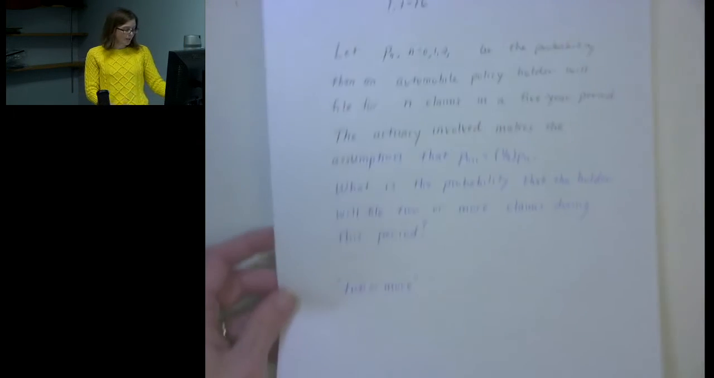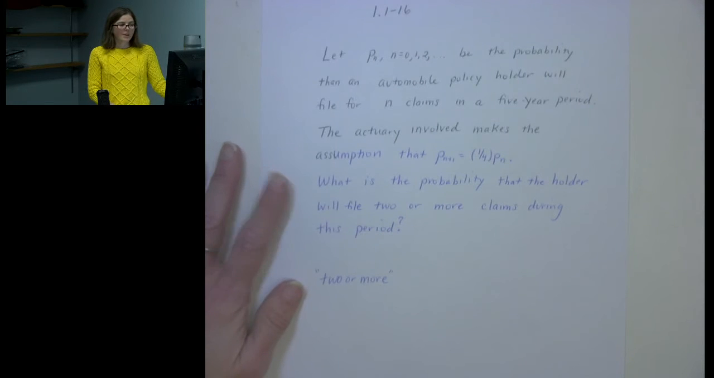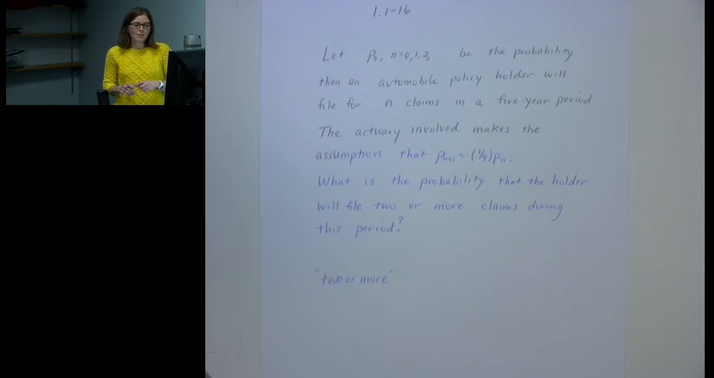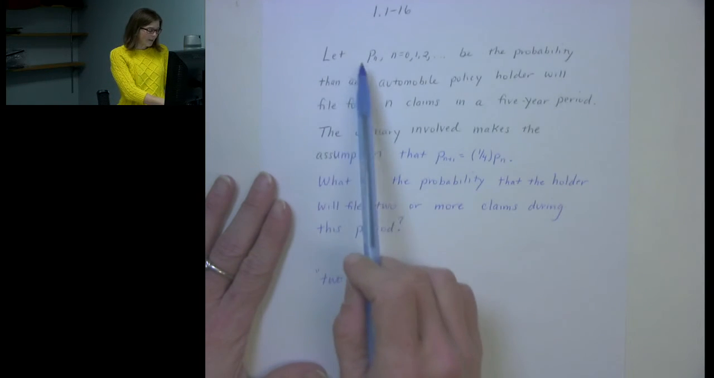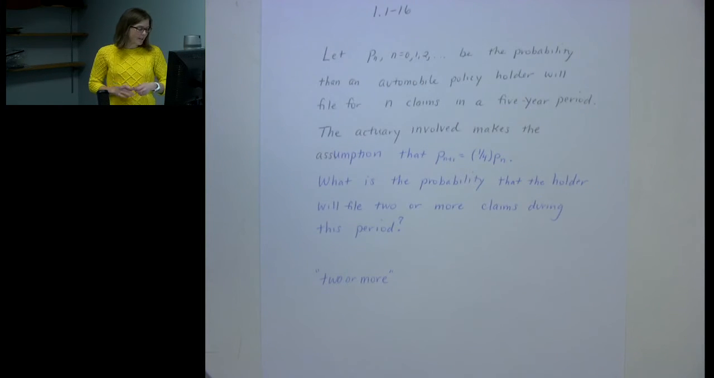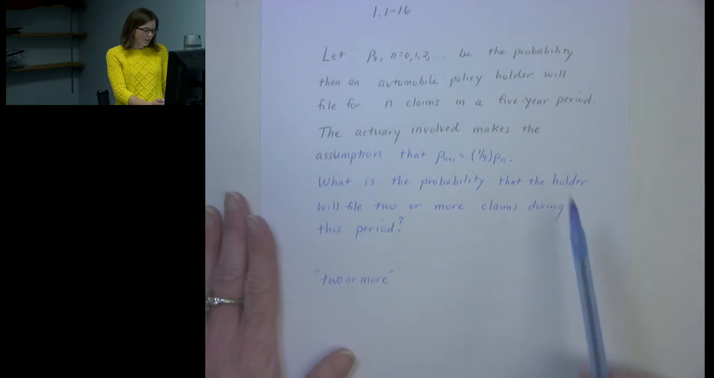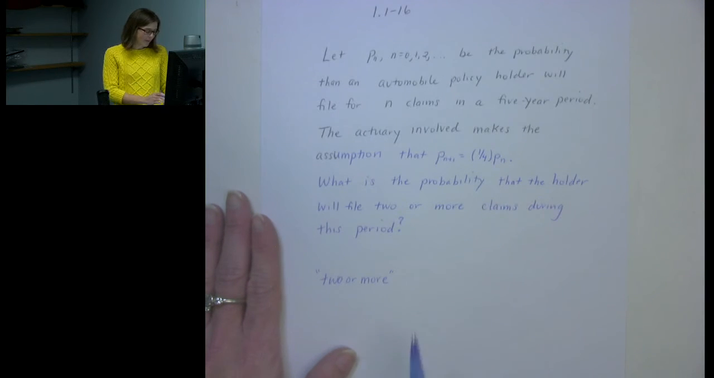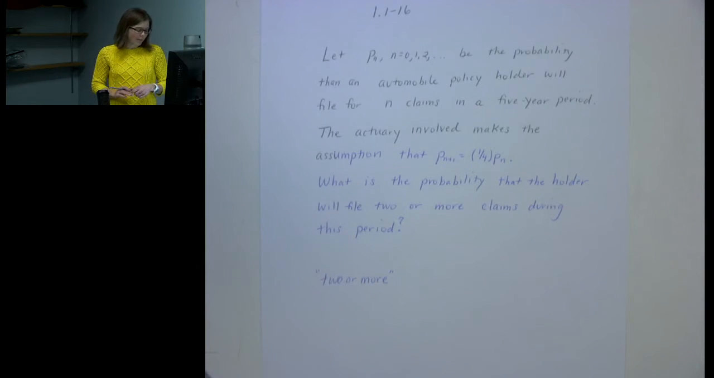And then the last of the homework questions, 1.1-16. This is another one where P sub n, for n is 0, 1, 2, up through infinity, is the probability that an automobile policyholder will file for n claims in a 5-year period. The actuary involved makes the assumption that P sub n plus 1 is equal to 1/4 of P sub n, and we want to know the probability that the holder will file 2 or more claims during this period.